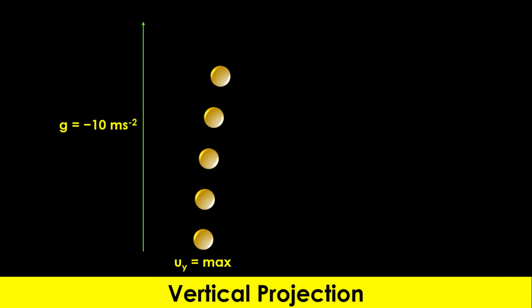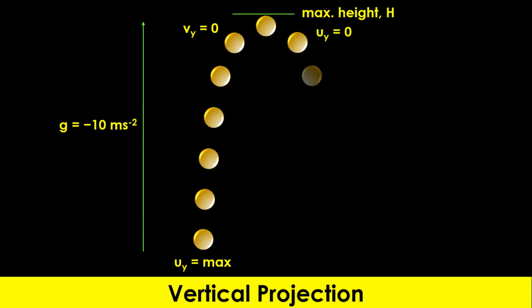When the body is thrown upwards, it leaves with its maximum initial velocity, and as it goes upwards, it moves against the force of gravity g, so its velocity decreases steadily at a rate of about 10 meters per second squared until it gets to its maximum height H, where its final velocity becomes 0. At this point, its motion reverses and it starts coming down.